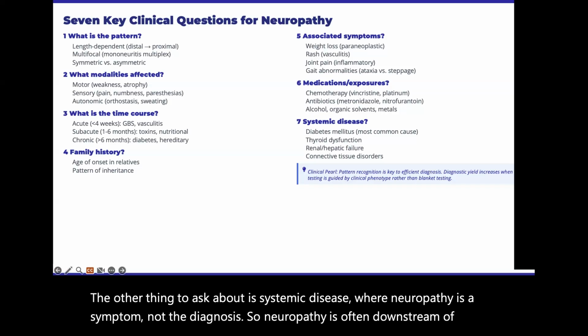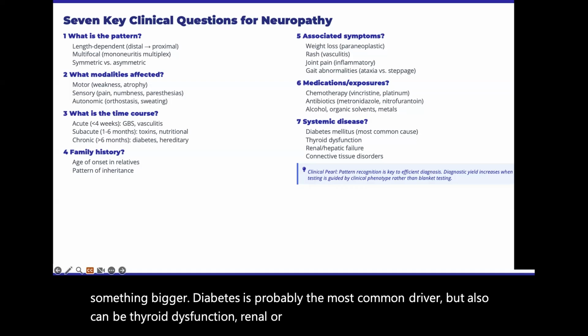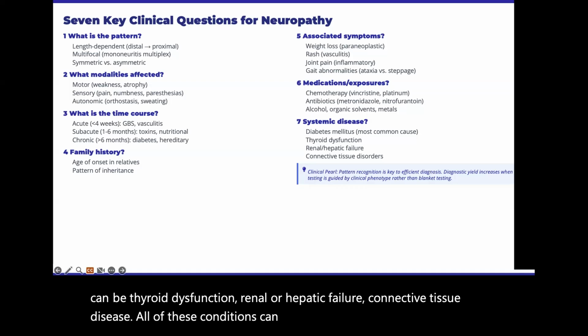Diabetes is probably the most common driver, but also can be thyroid dysfunction, renal or hepatic failure, connective tissue disease. All of these conditions can poison the nerve from the inside out.